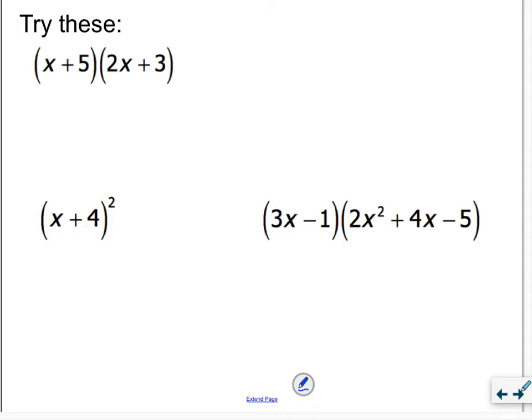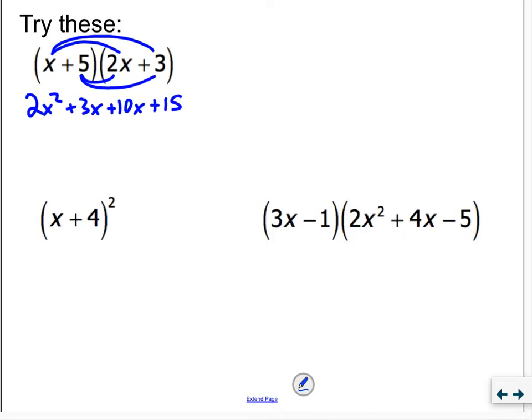So now we get to practice a couple. Take a minute. Let's try some of these. You can work through it on your own, I bet. So for our first one, we multiply x times 2x, and we get 2x squared. And then x times 3, and we get 3x. Then we multiply the 5 by everything. There's a 10x, and there's a 15. And again, can you combine some like terms together? Sure. Let's combine the middles together and get 13x plus 15.